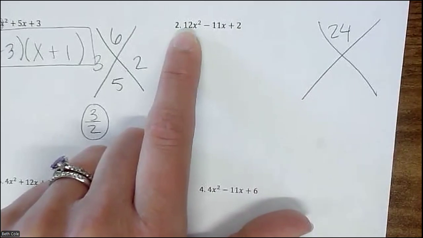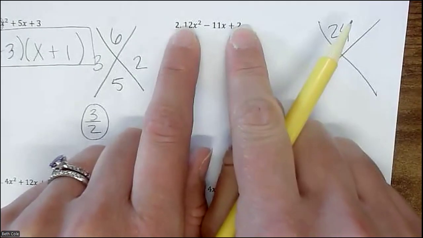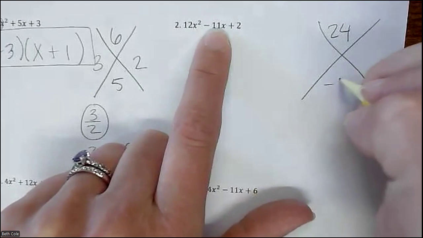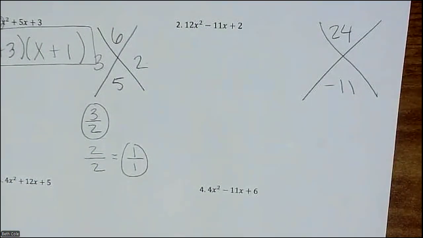Good job. That's kind of the only difference with your X box. You multiply those together. Negative 11 goes on the bottom, and then you just solve it like we've been doing all along. So what are some numbers that multiply together to be 24? What have you got?